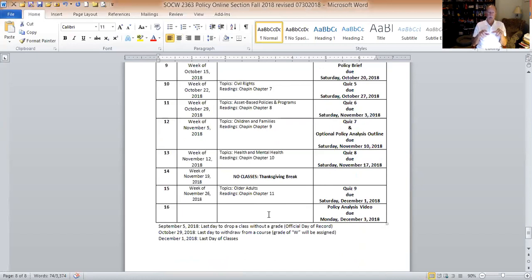There are 3 dates to keep in mind. September 5th is the last day to withdraw from a class or to drop a class without a grade. October 29 is the last day to withdraw from a course with a W, and the last day of classes is December 1st.